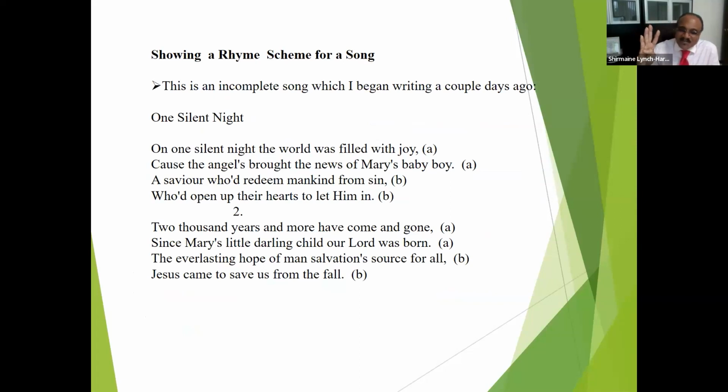That contraction is important, because if I would say a savior who would, that would make the meter overpowered, right? Too many words. So I could use the contraction who'd. And sometimes you have to use contractions instead of two words. So you merge two words in one. Let's go again. Count. A savior who'd redeem mankind from sin. That's 10 notes, right? All right.